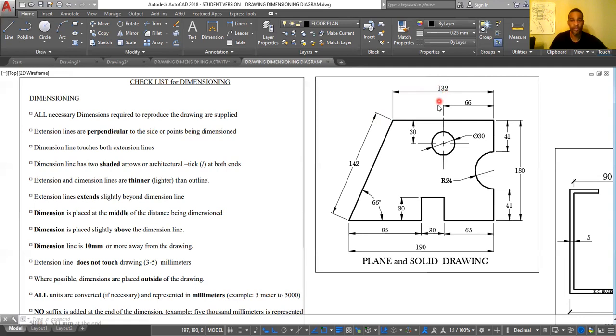In some cases your dimension may cut into the dimension line, like in a case like this. Very important. And of great importance, there should be a minimum of 10 millimeters between your drawing and your dimension line. Yes, minimum 10 millimeters between your dimension and your extension line.